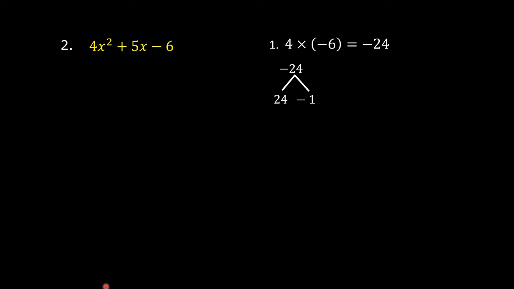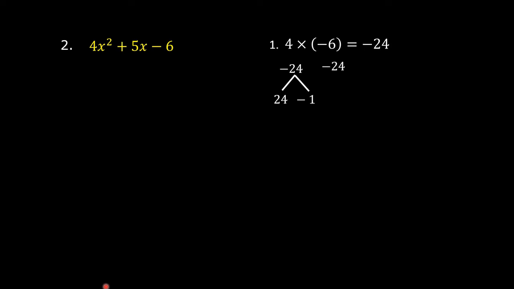Example number 2. 4x squared plus 5x minus 6. Multiply the coefficient of x squared by the last term. So 4 times negative 6 is negative 24. Factor negative 24 into two factors using factor trees. Negative 24 can be factored as 24 and negative 1.